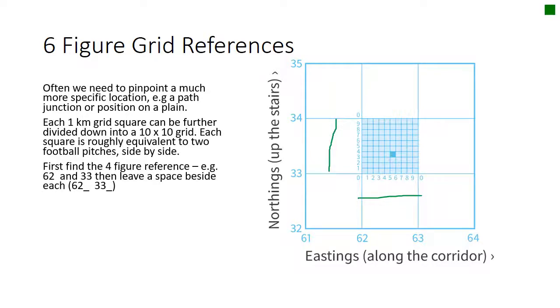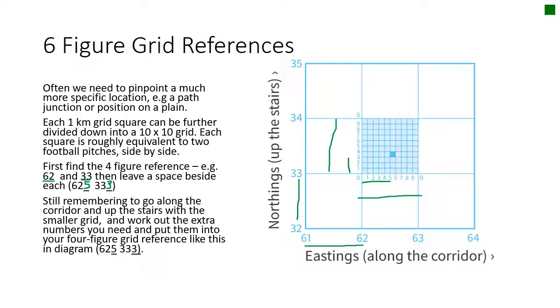So we're going to take this pale blue square first of all. So our 4-figure reference will be across to 62 and up to 33. That gives us our first two numbers and our third and fourth numbers, 62 and 33, and then we leave a space beside each of those to give a further reference. So if we take the dark blue square, eastings wise we would go across, so it's halfway across there, so you can see 1, 2, 3, 4, 5. So our first more accurate number would be 625, add the 5 on there, and then for the northing, it comes up to 3, so it'll be 3, 3, 3. So again, still along the corridor up the stairs, but it just becomes more accurate to 625333.